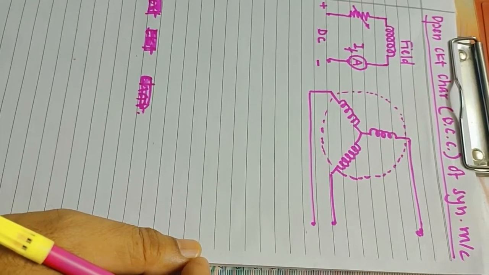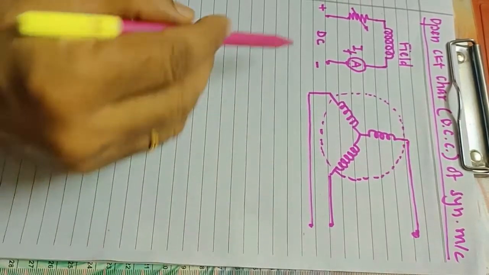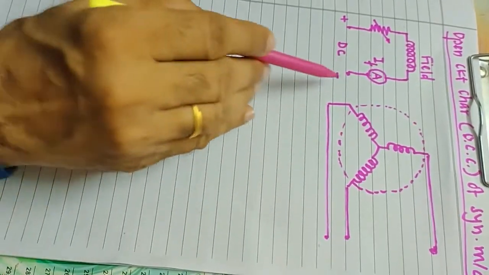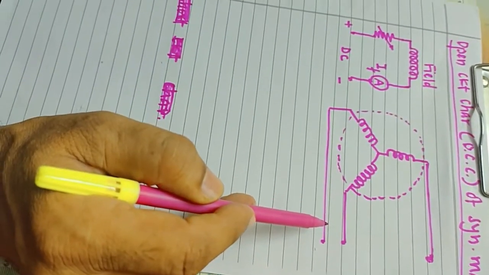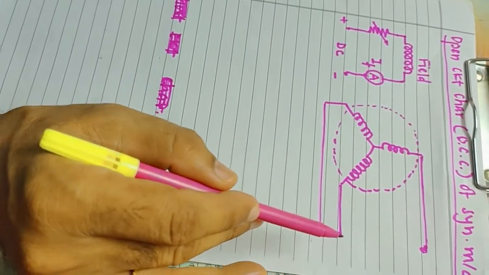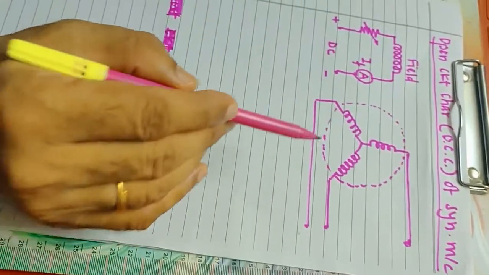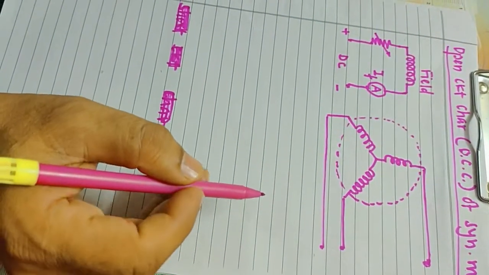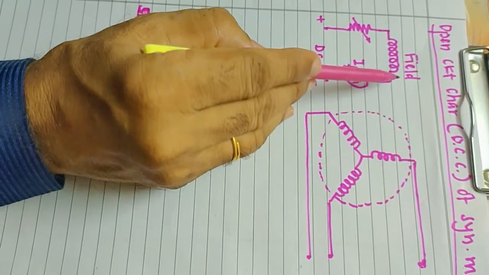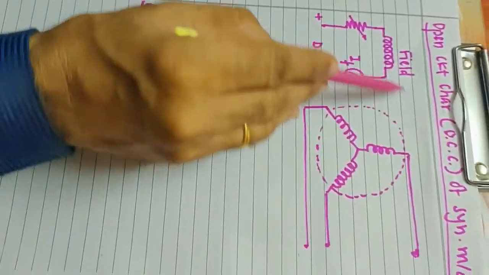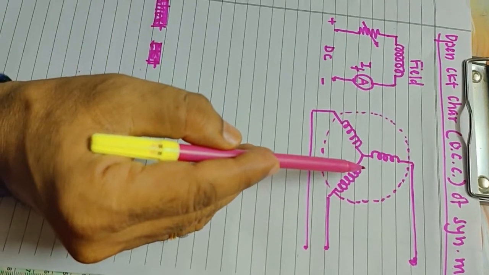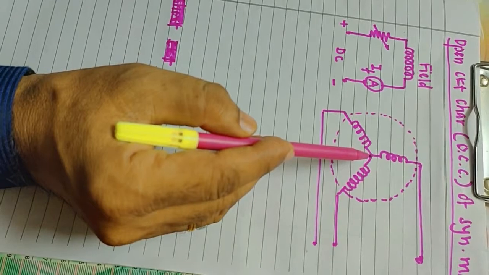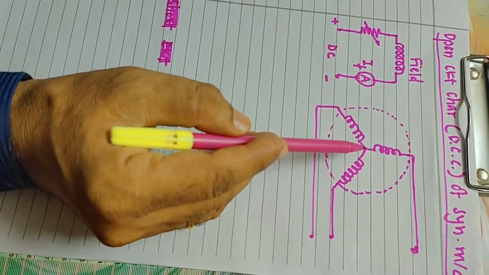Now first, considering a cylindrical rotor synchronous machine, where the air gap is uniform. Considering first open circuit characteristics and then short circuit characteristics. This is the experimental setup of the open circuit characteristics, the open circuit test, sometimes called the no load test.